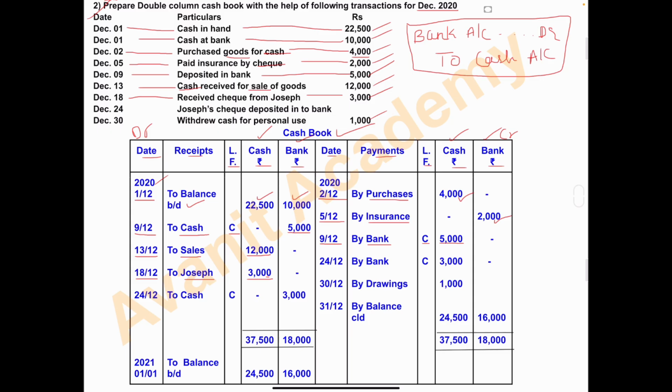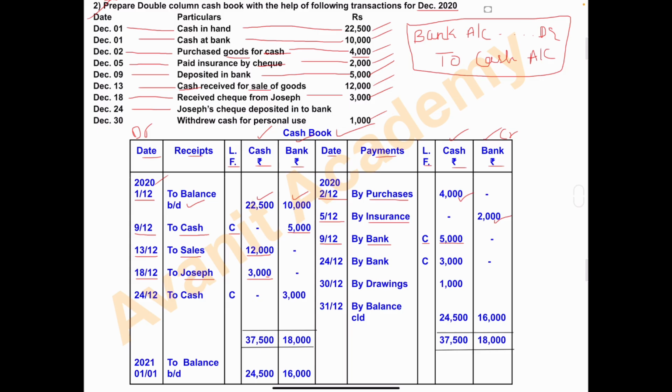Next on December 24th, Joseph's check deposited into bank. On 18th December we received a check from Joseph of rupees 3,000, and on December 24th, what did we do? We deposited that check in the bank. So the entry will be bank account debited to cash account. For receiving the check we treat it as cash, and the same check is deposited into bank. For that, the entry is bank account debited to cash account.